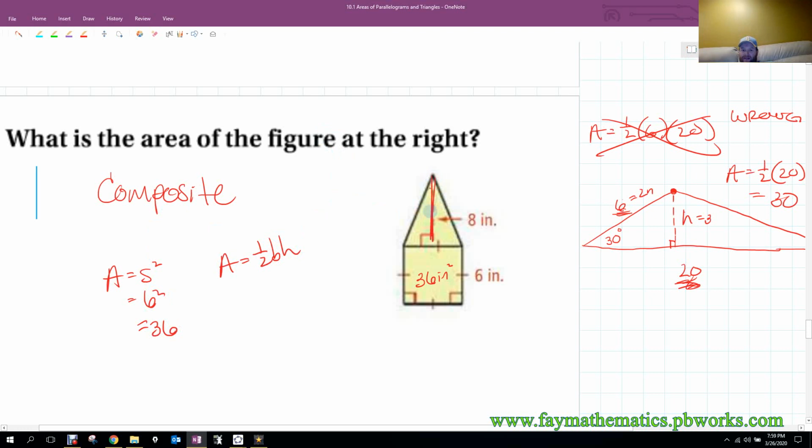The nice thing here is that that distance is perpendicular, starts at a vertex, and goes perpendicular to the opposite side. So that distance is h, and h is 8. Now the opposite side, the one the altitude is drawn to, is my base. What is that distance? It's the same as that distance, so it's 6. So 1/2 times 6 is 3, times 8 is 24. Now to get the total area of these two shapes, I add them together. My total area is 60 square inches.